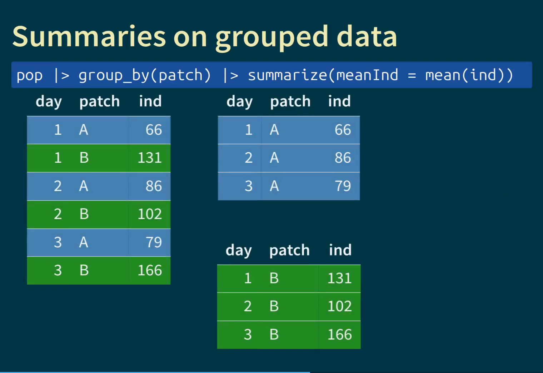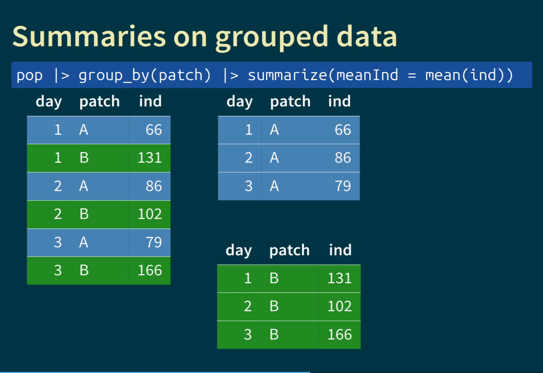And I don't think it will be any surprising. We do the exact same thing. We split up the dataset by group belonging, which in this case is defined by patch A or B. But then instead of picking out the maximum entry, we just take the arithmetic average of all the entries per group. So for the first group, the blue group, we take the individuals 66, 86, and 79 and take their arithmetic average, so it's going to be 70 something, probably.